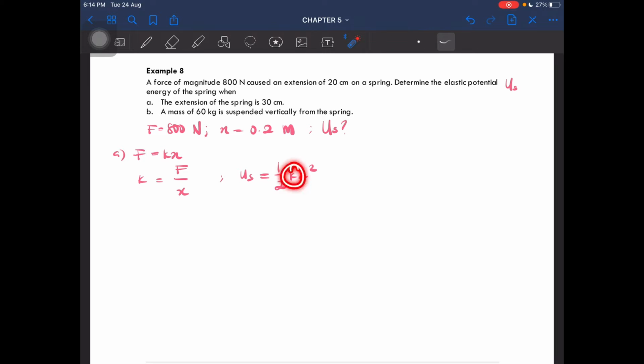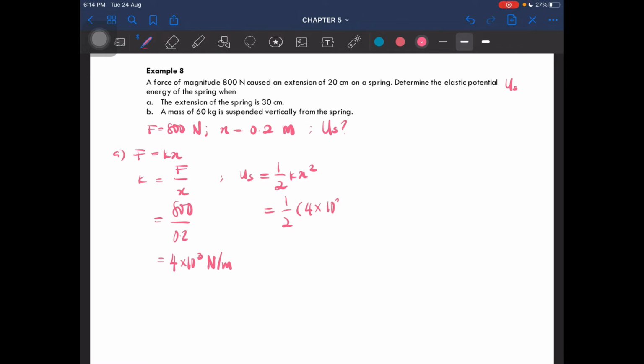So the spring constant K here is not given in the question. So we have to find the value of K first. So value of K is calculated using this formula. So 800 divide 0.2 will then get the value 4 times 10 to the power of 3 Newton per meter. Okay. Now, just substitute this value. X is 0.3 square. So you'll then get the elastic potential energy to be equal to 180 joules.